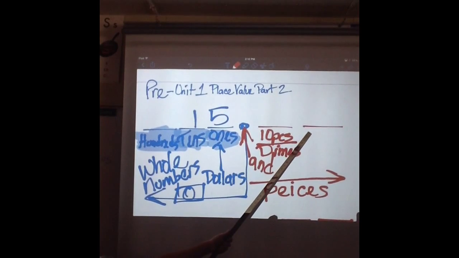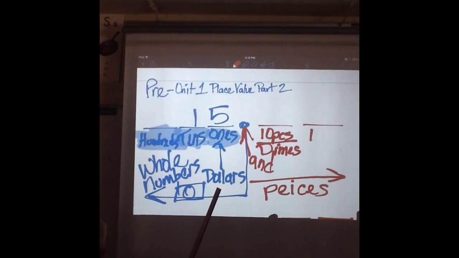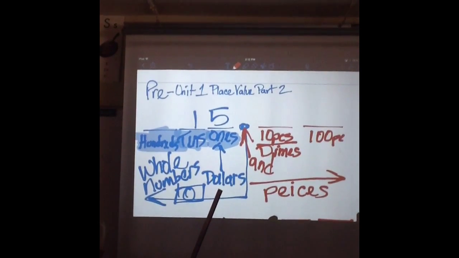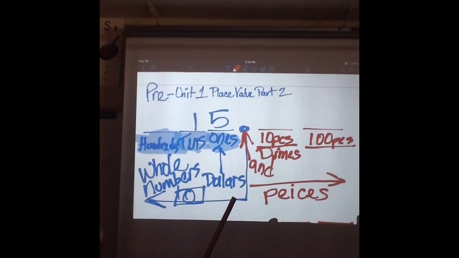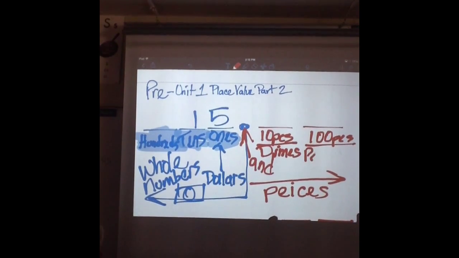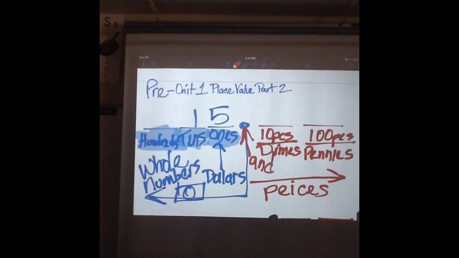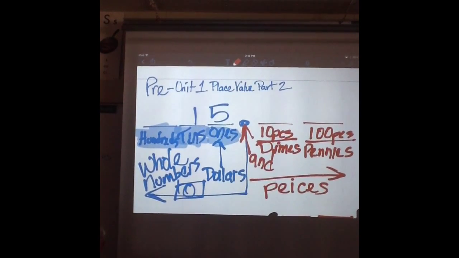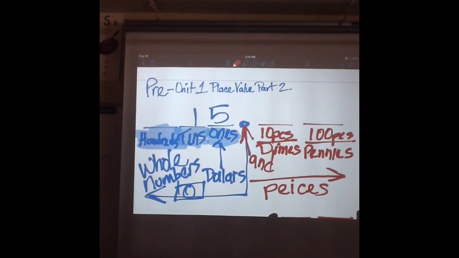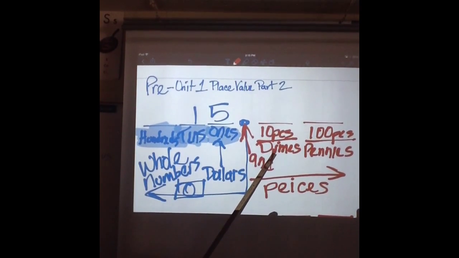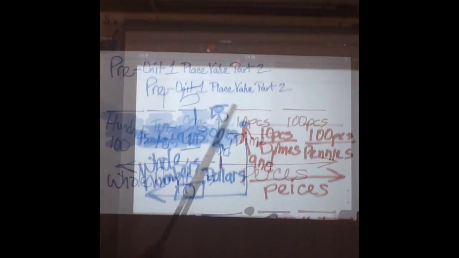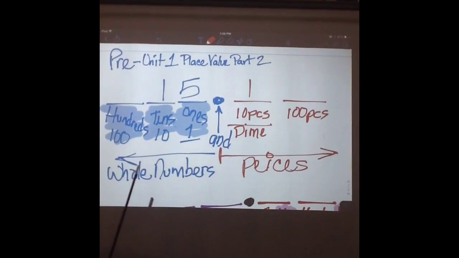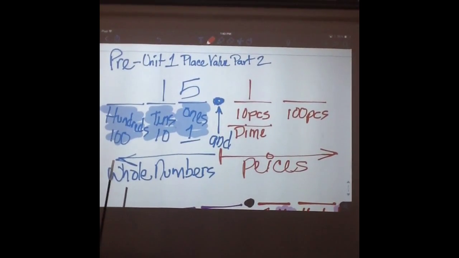And on this next side, this is what we call 100 pieces. And we would call these pennies, right? We all know what pennies are. Those are those little copper-looking things. And the dimes are the little shiny silver ones. Okay. I'm going to have what up there? 1. That's it, right?